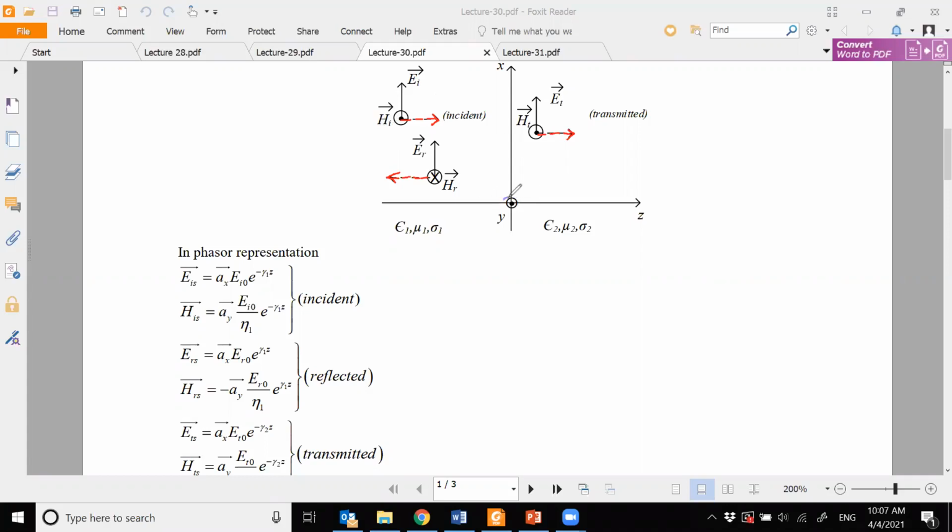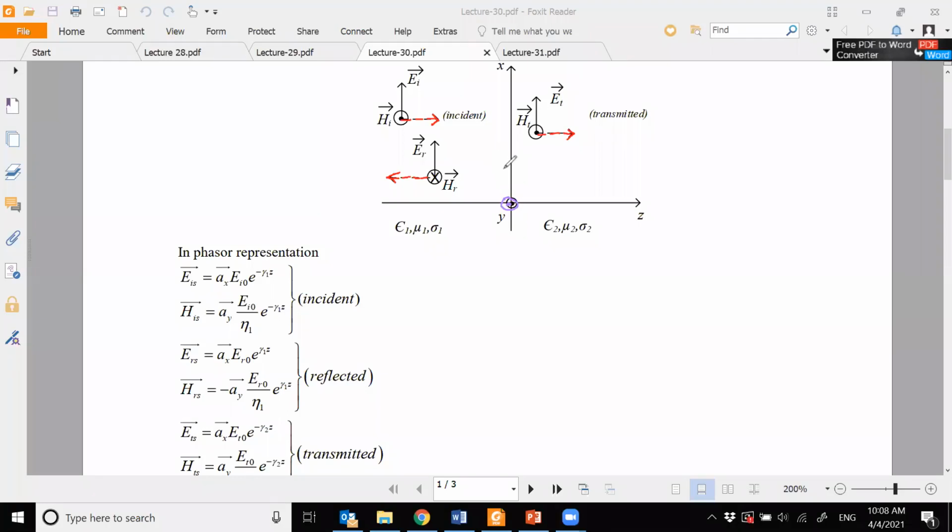See here. This is my Y, which is with a dot, so that means coming out of the screen. This is my incident. My transmitted will again be in the same direction, along the Z direction. This will be my transmitted electromagnetic wave, with the transmitted electric field and the transmitted magnetic field. And the magnetic field direction is again coming out of the screen.